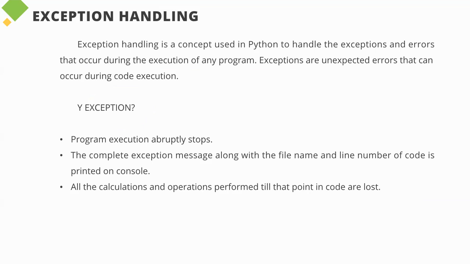All the calculations and operations performed up to that point in the code are lost if you don't use exception handling. If we have exception handling, what came before is saved, and only the try block gets disturbed. That's how we use exception handling, and it's very, very important. Writing code by handling exceptions is a crucial rule for developers while developing large applications.